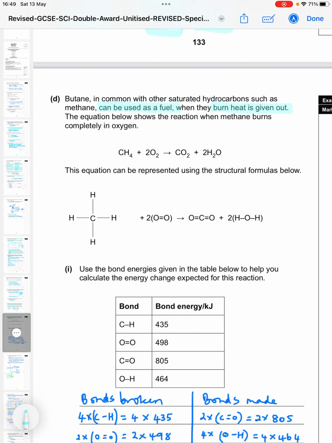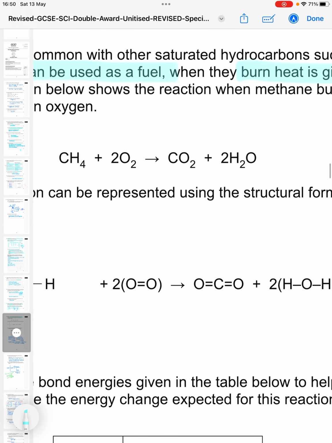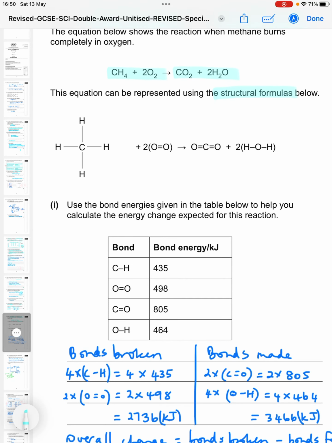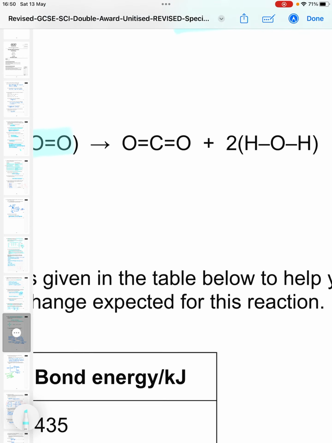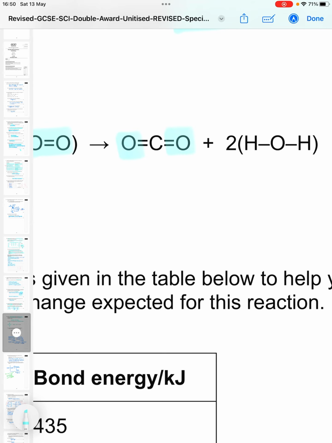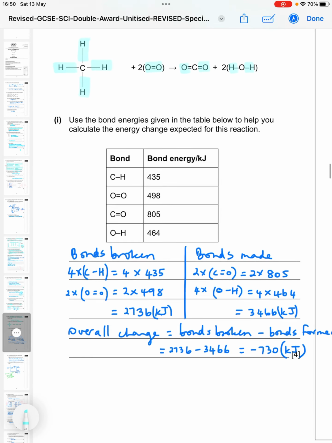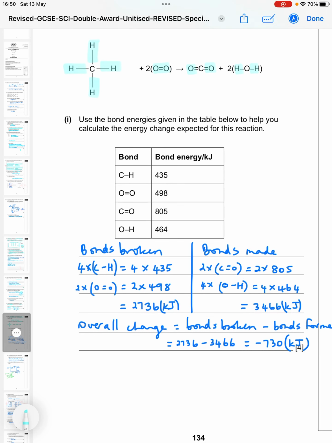Butane, in common with other saturated hydrocarbons such as methane, can be used as a fuel, and when they burn, heat is given out. The equation below shows the reaction when methane burns completely in oxygen. So CH4 and 2O2 gives you CO2 and 2H2O. So this equation can be represented using the structural formulas below. And you see here they've been drawn out showing each of the bonds. So there's 4 of these carbon to hydrogen bonds in the methane, and then in oxygen molecules, 1 double bond between the oxygens, and then you can see the 2 carbon to oxygen double bonds in the carbon dioxide, and each water molecule has 2 oxygen to hydrogen bonds.